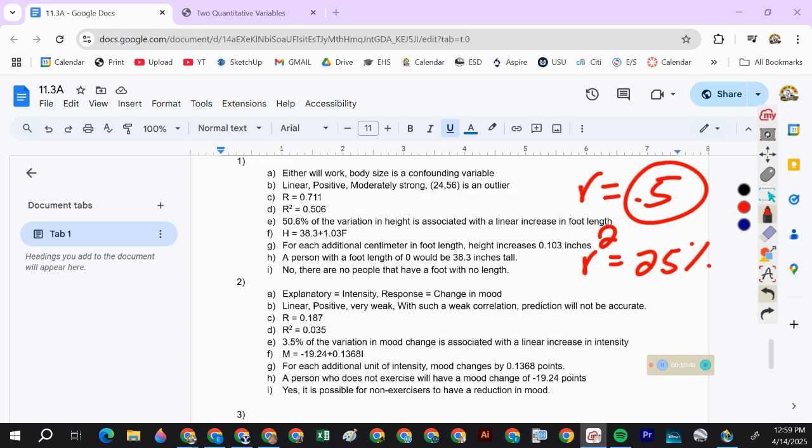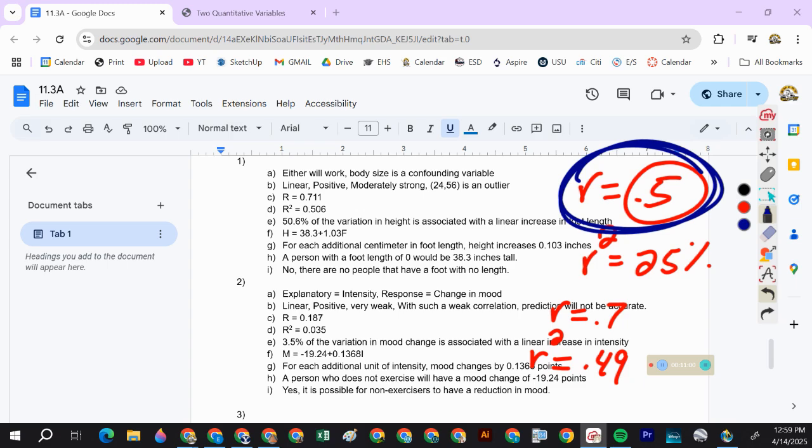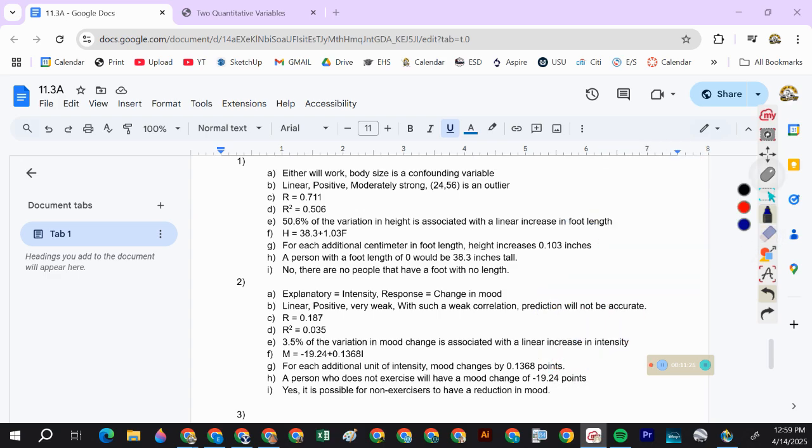Okay? So what if your r value was 0.7? Your r squared is going to be about 0.49. So you can see here that an r value of 1/2 can predict about 25% of your height, whereas an r value of 0.7 predicts about 50% of your height. So a 0.7 football is twice as accurate as a 0.5 football. That's what the r squared value tells you. Okay? All right, next up.